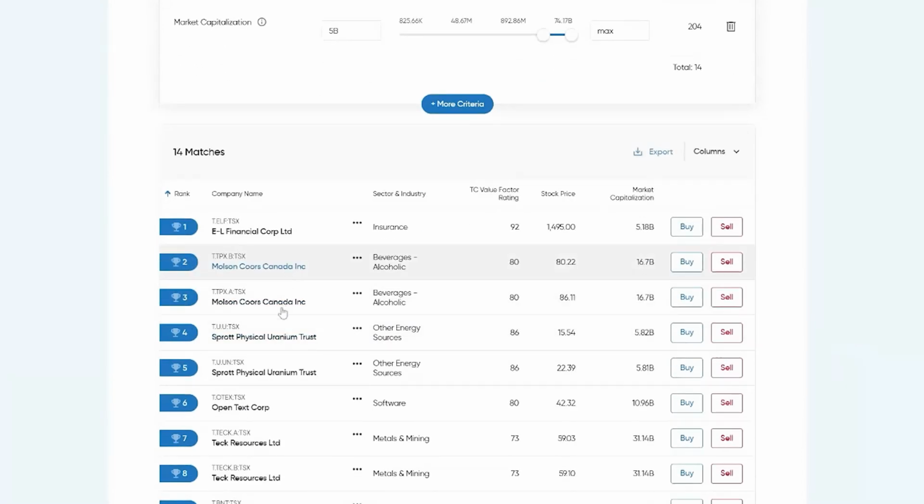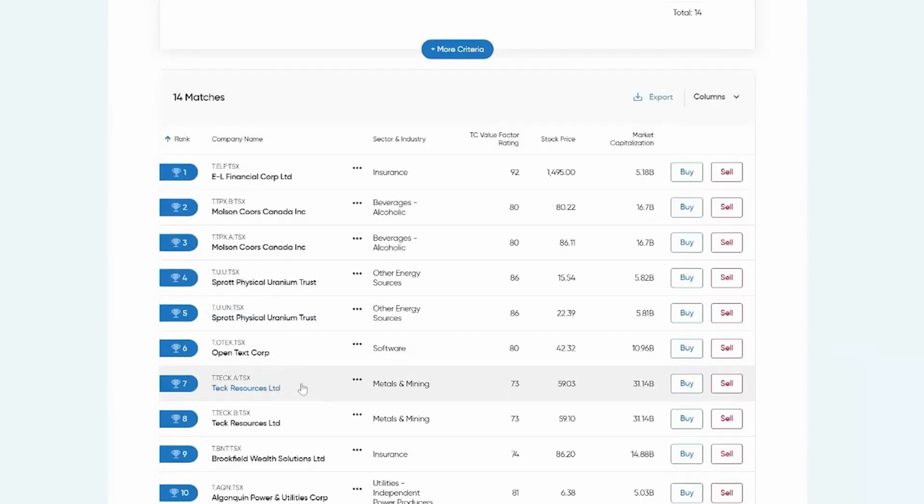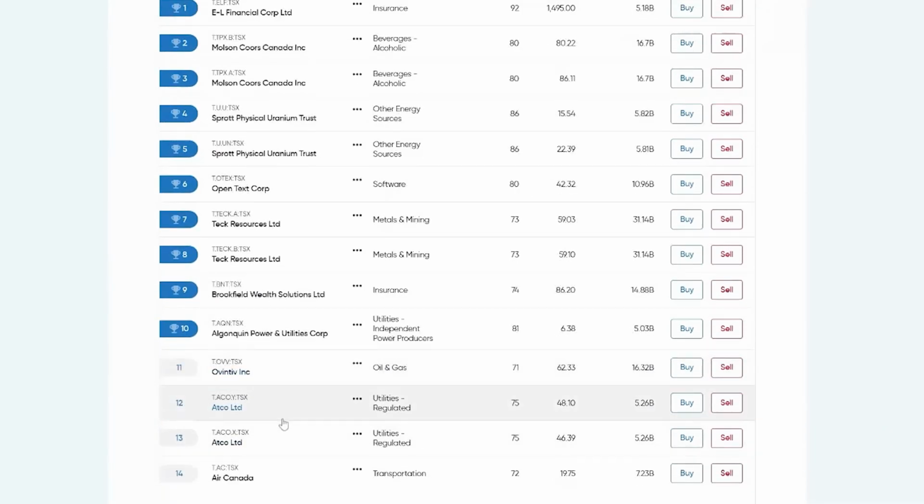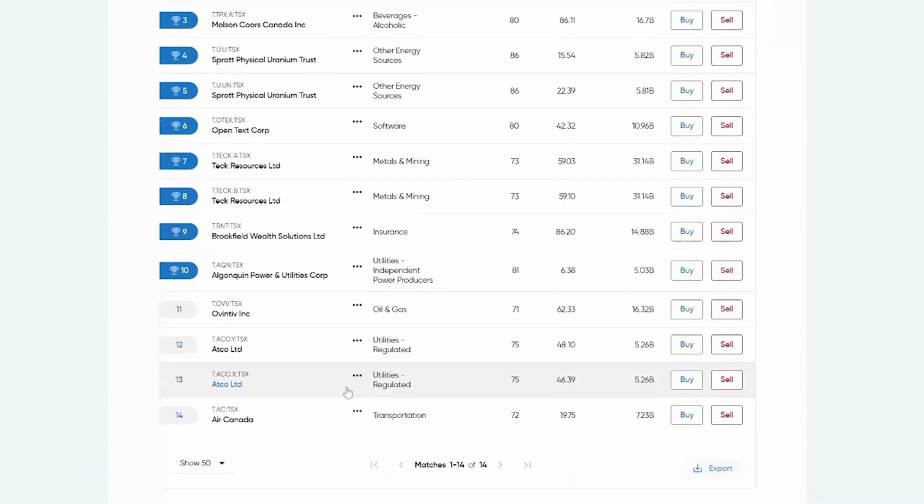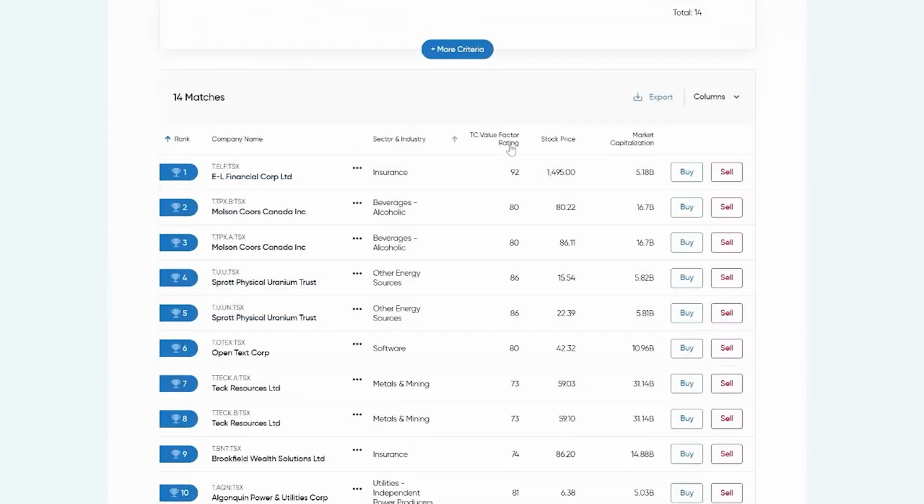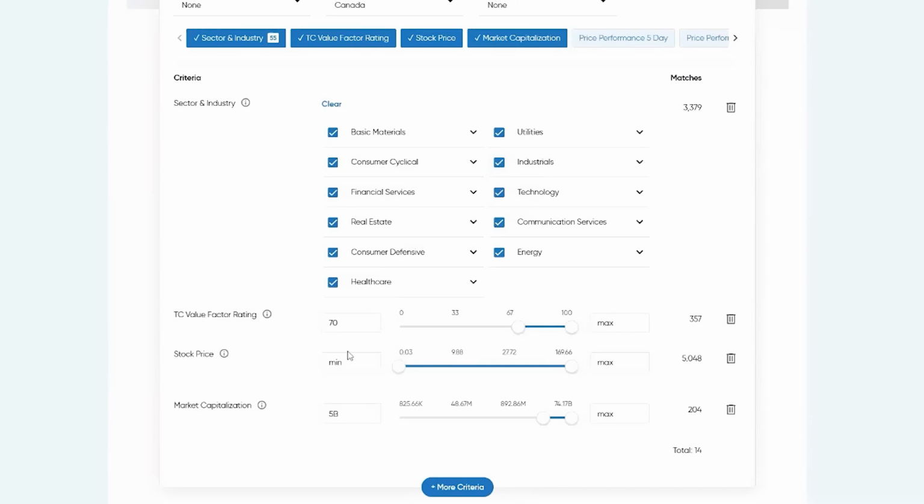What do we have, right? Molson Coors is in there. Uranium Trust, Teck Resources, we talked about in Fundamental Insight already, right? So there's a bunch, ATCO, Air Canada comes up. So interesting names, right? From a value perspective. This is a pretty strict screen.